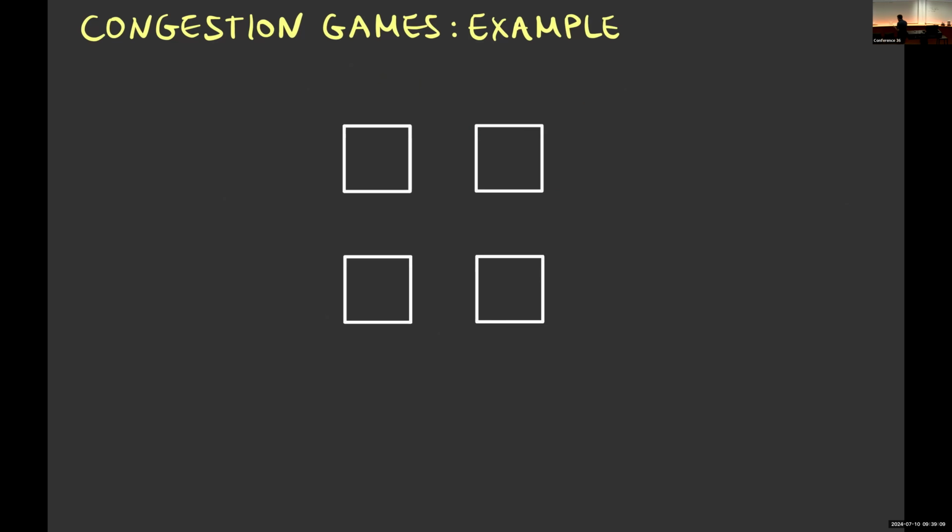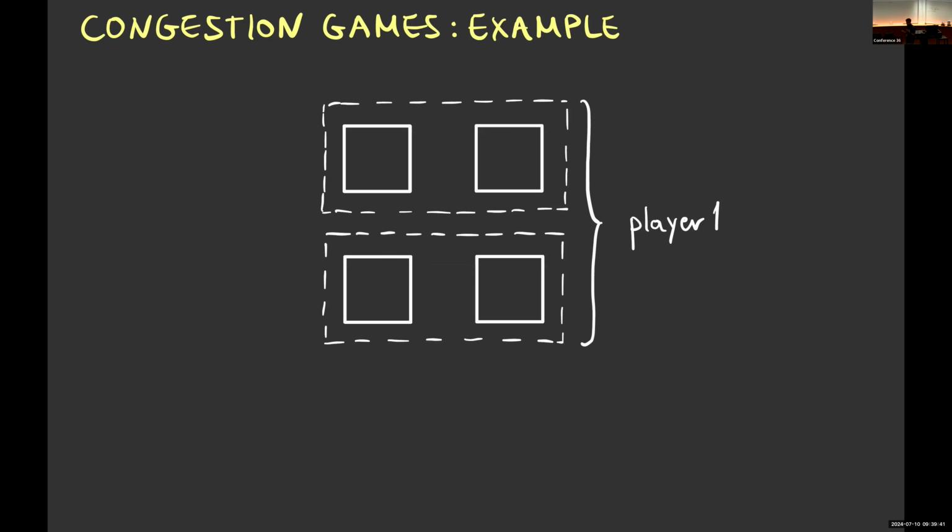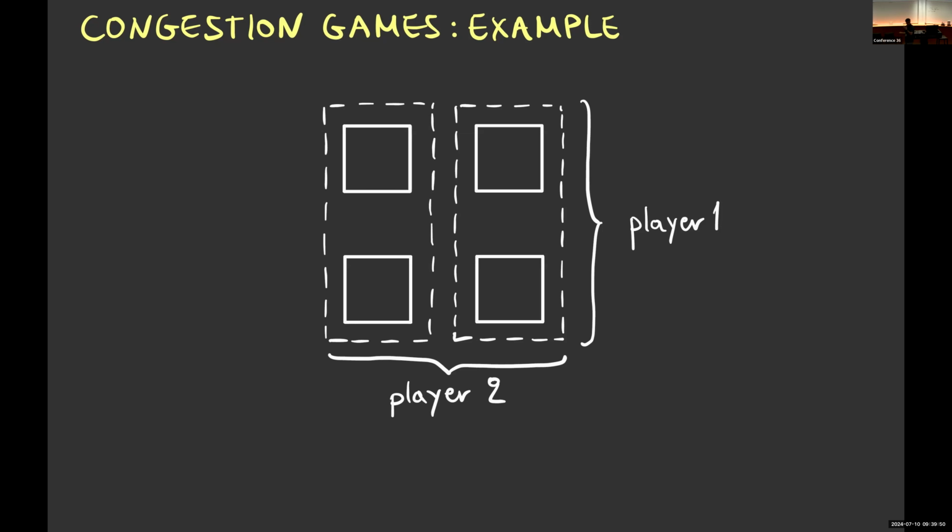Okay, so congestion games. Before giving you the formal definition, let me start with a simple example just to get you familiar with the model. The intuition here is that congestion games are used to model situations where a set of agents is competing over a common set of resources. So, for example, think about that we have these four resources represented by these squares. And we have two players, player one, player two. And player one has two possible strategies. They can either play the two top resources or the two bottom ones. And then player two can either play the two left ones or the two right ones.